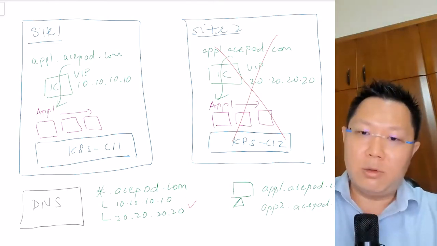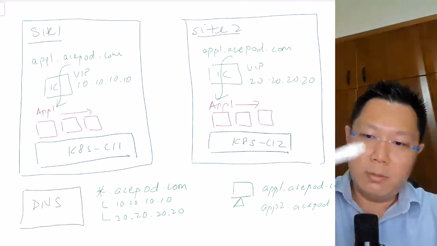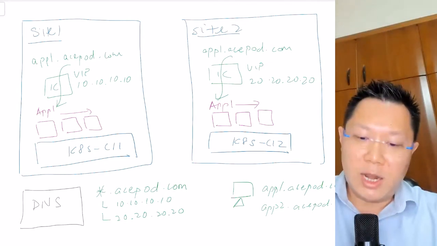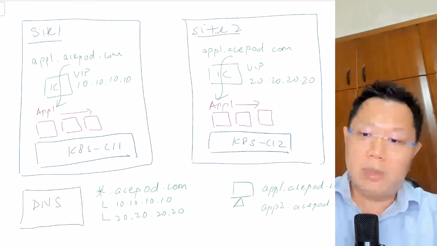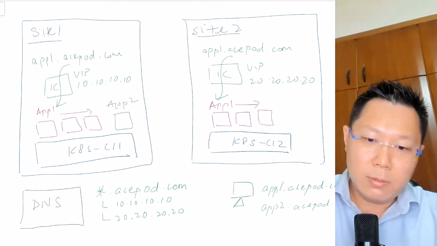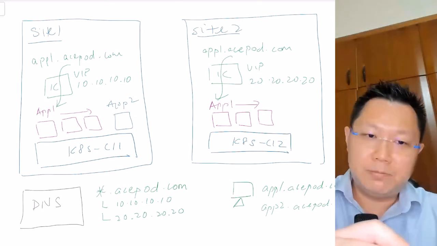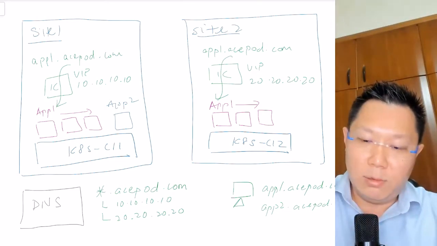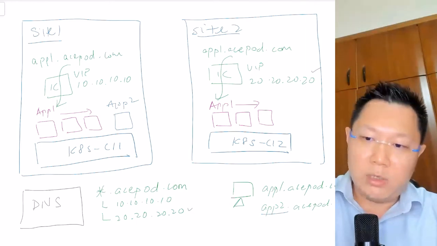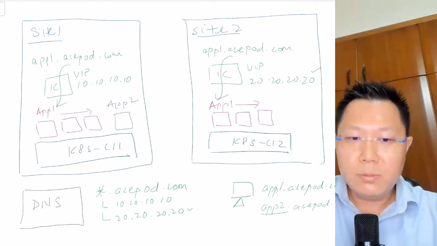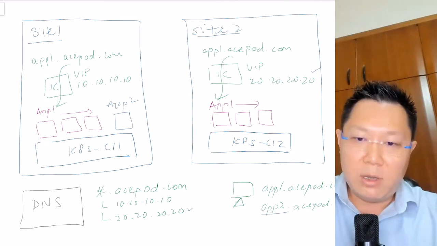The other thing that could happen is, once you set up the virtual IP, every time you deploy the apps, you need to make sure that you deploy them both times. For example, you deploy app 2 over here and forget to deploy it on the second site. When users request app2.aspot.com and are given the IP address 20.20.20.20, there's no app2 to serve. So now you see the issue with a wildcard domain with multiple Kubernetes clusters.